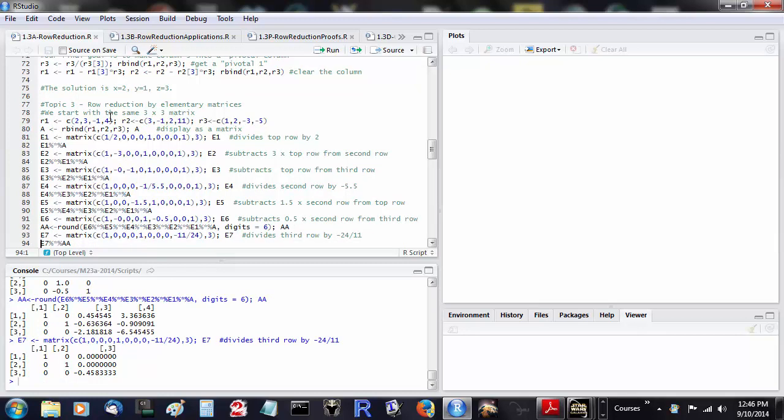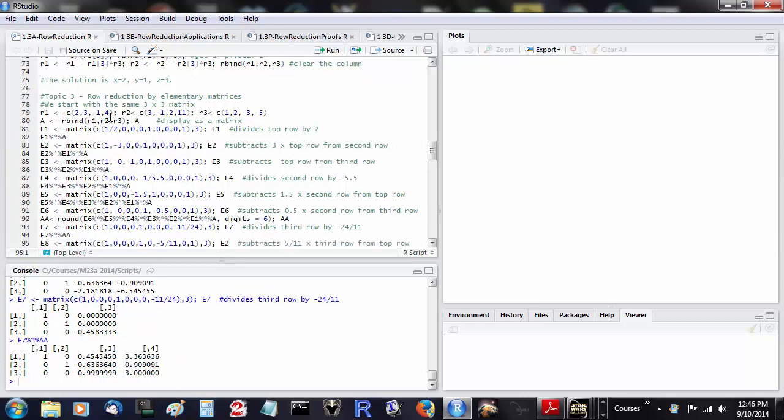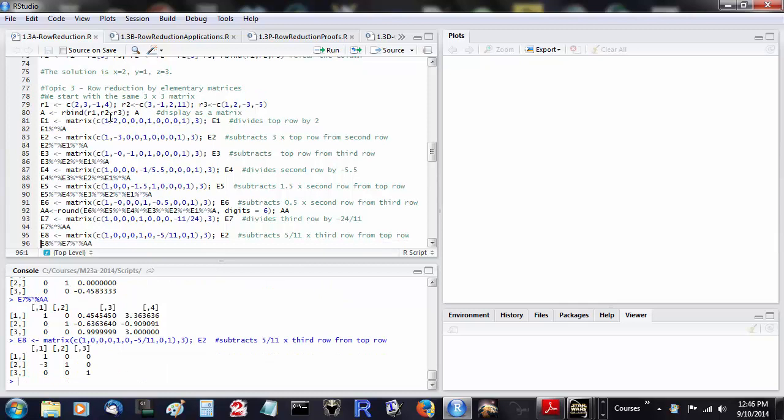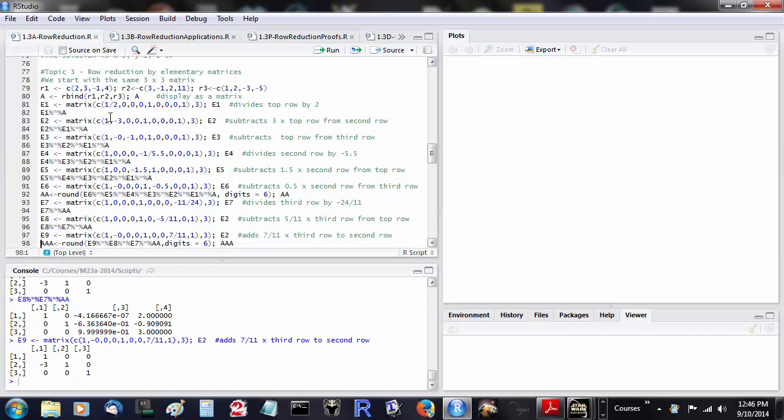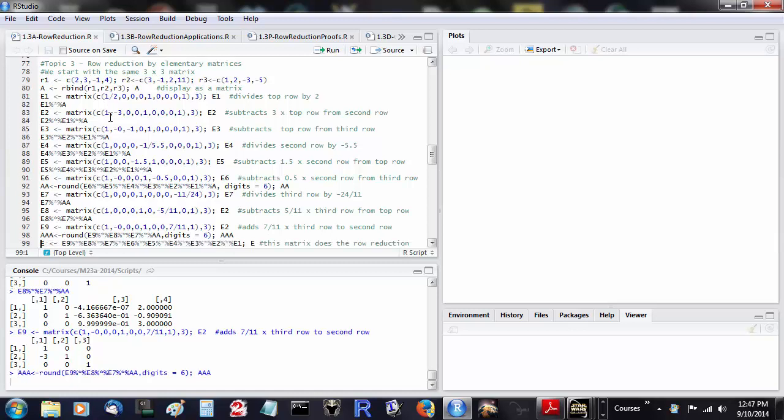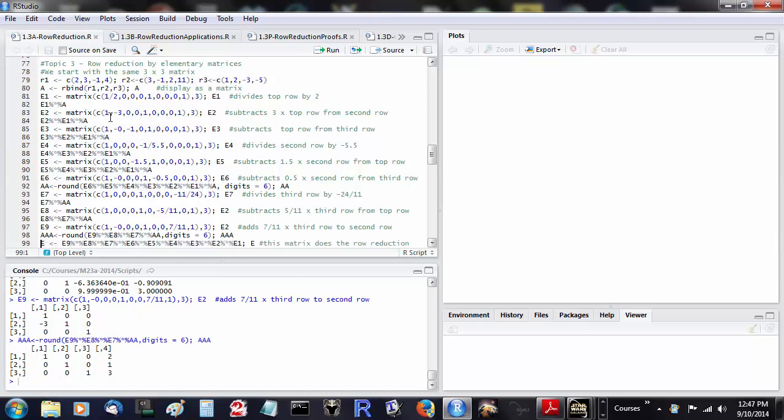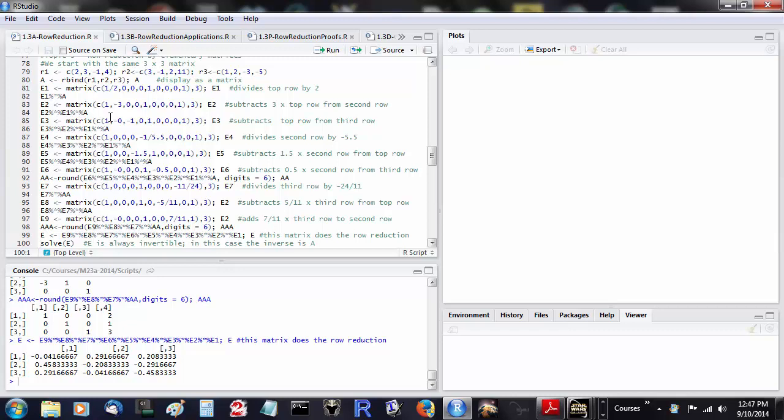I proceed with a matrix E7 that converts the bottom entry in the third column to a 1, and then I use matrices E8 and E9, whose combined effect is to subtract appropriate multiples of the third row from the first and second, with the result that I finally get the completely row-reduced matrix, which I've called AAA, and it's exactly the same as before. Why on earth would anyone want to do this?